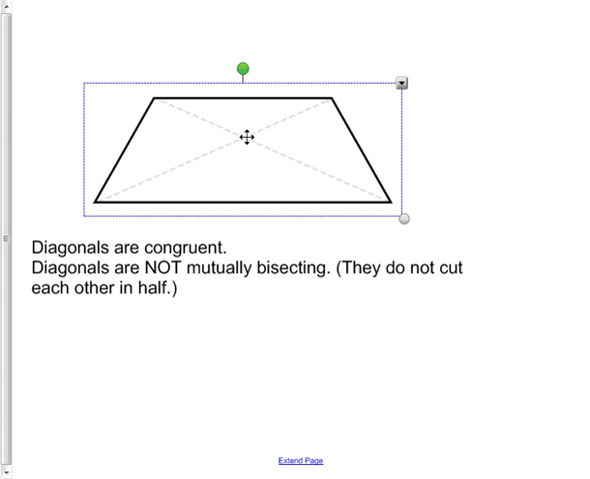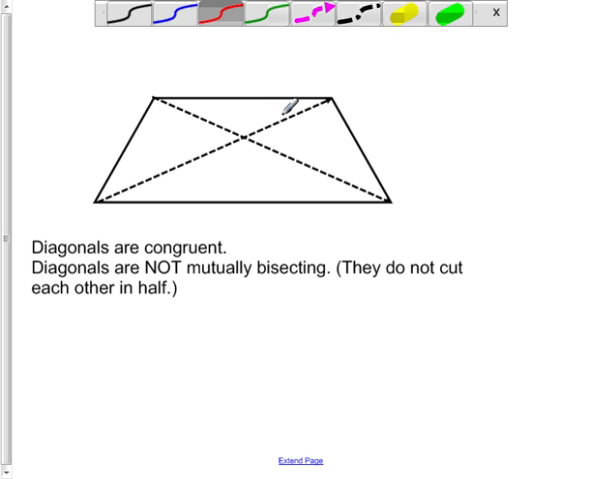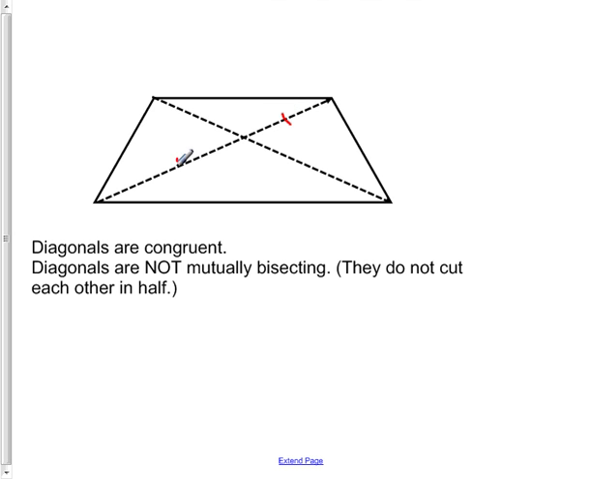So the diagonals on this bad boy, they are congruent. They're the same length, but they're not mutually bisecting. They do not cut the diagonals in half. So like this is not the same as this. We can't say that's true. In fact, I'm going to erase that so I don't confuse you. So the diagonals, all that we can say about them is that they are congruent. All right, so that is trapezoids.